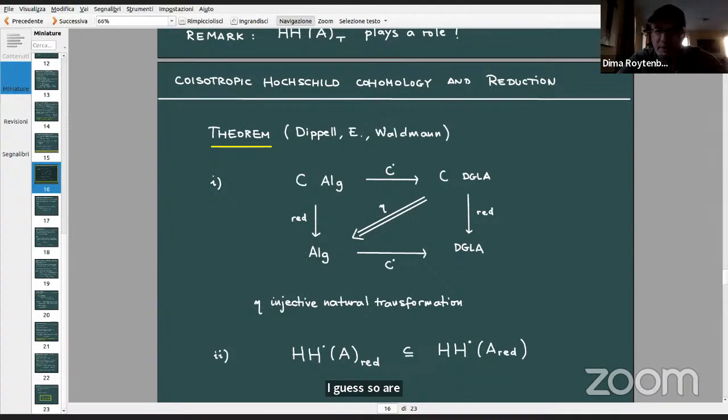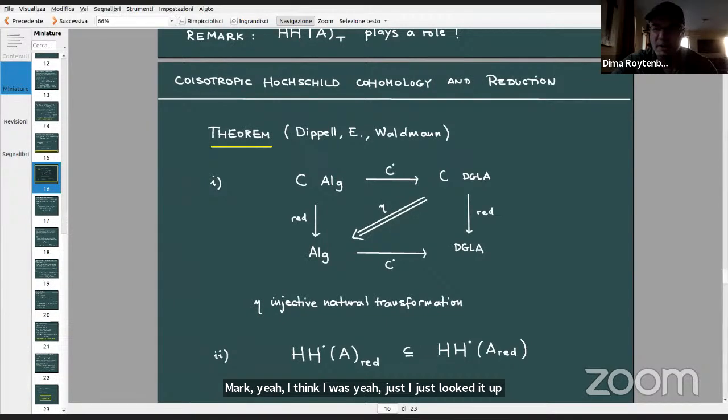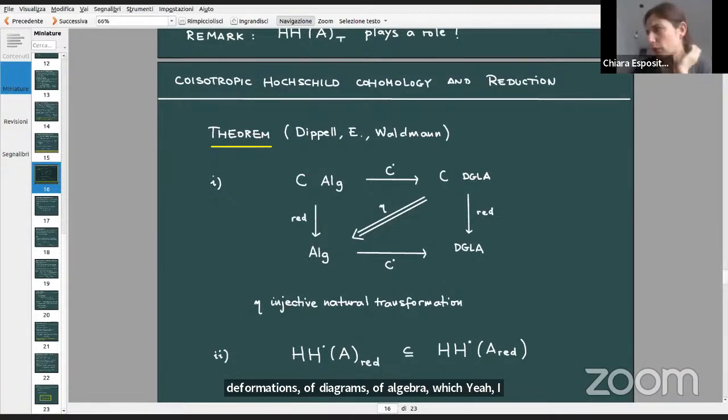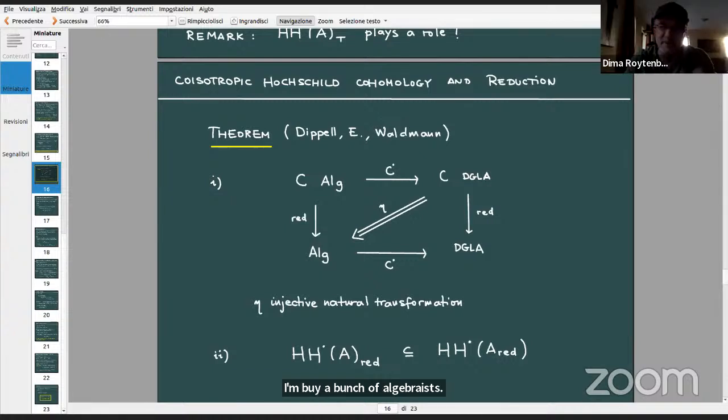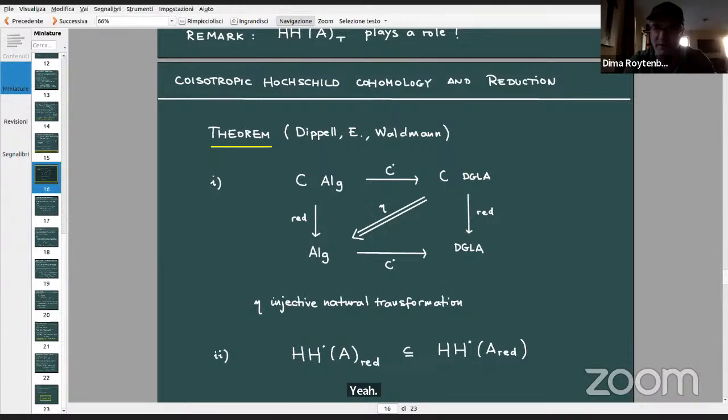Just recalling some work by Frégier, Markl, and Yau. I just looked it up, on deformations of diagrams of algebras, which I think might be relevant. Well, the simplest case of that would be just a single morphism between two algebras. And in your case, you have a subalgebra, so one algebra mapping into another, and then that algebra also mapping down to the reduced one. So it's a diagram with two legs, like a span.